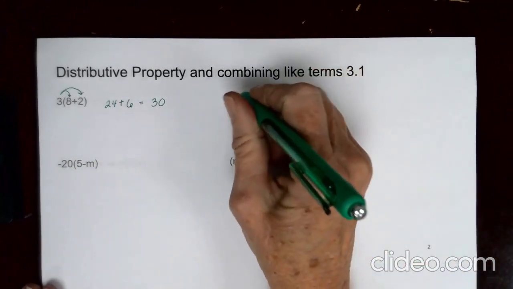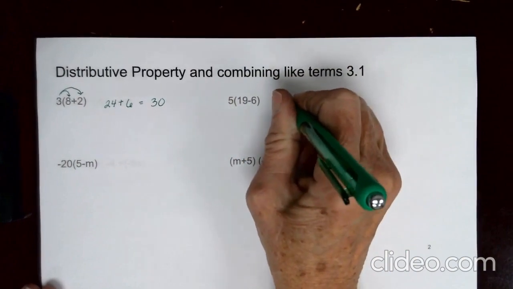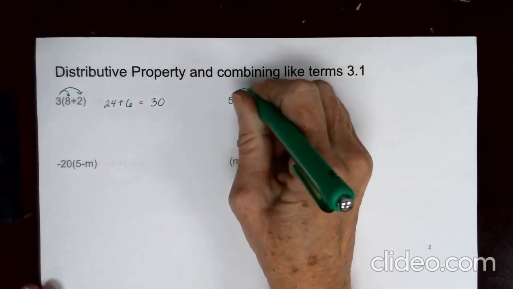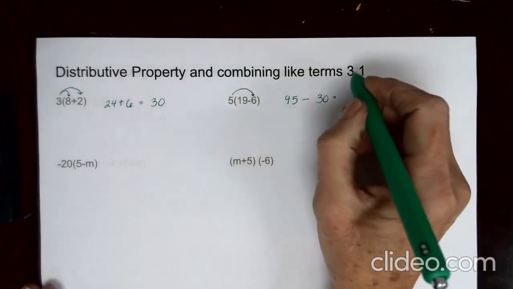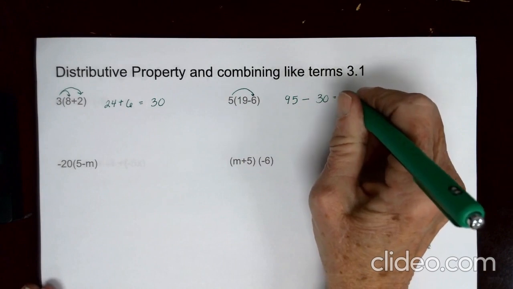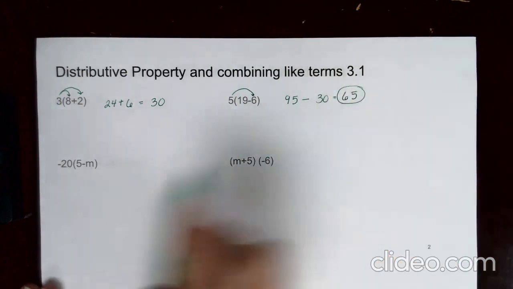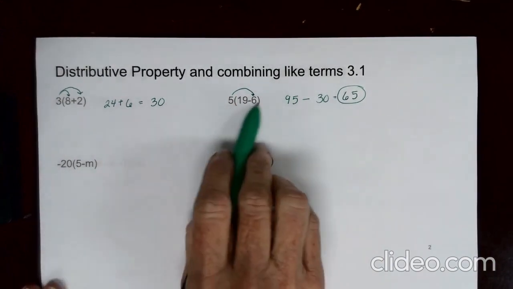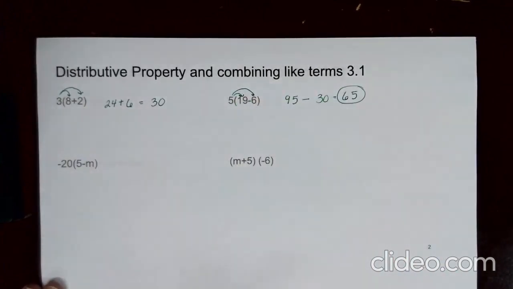On this one, you would take 5 times 19, which is going to be 95, minus, because that's what the sign is there, 5 times 6, which is 30. So you're going to look at this and go, oh, that's the same as, let's see, that would be 65. Okay. These down here you would have to do by distributive property. These up here you could have done another way, that you could have done what was inside the parentheses first.